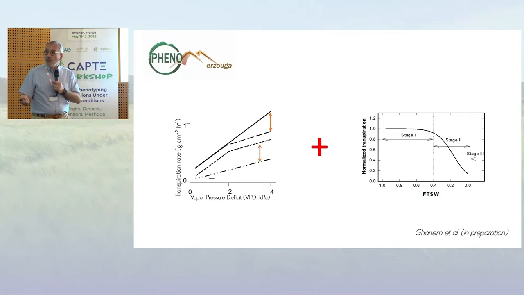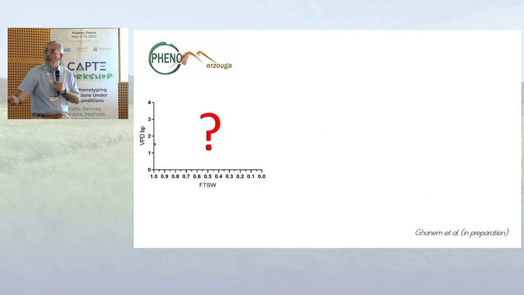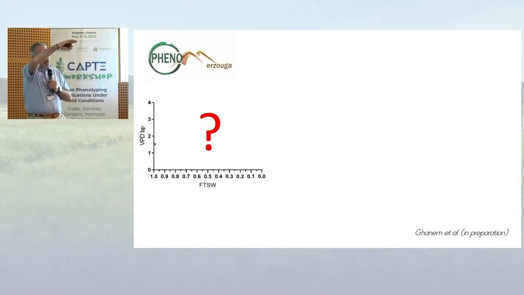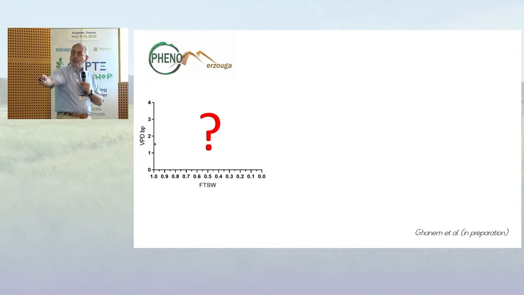So we wanted to combine both in that type of device and generate that type of data. So what could be the progression, the differences in VPD breakpoint in that case, so the point that shifts the transpiration down as the soil dries down. So we have the answer. We're preparing the paper, and it's quite interesting to see what's going on.